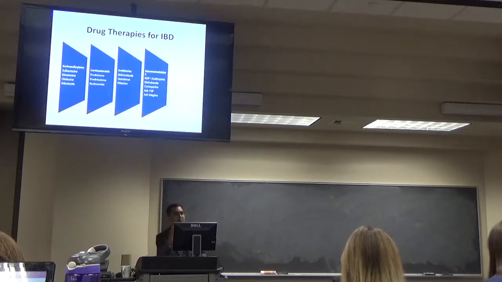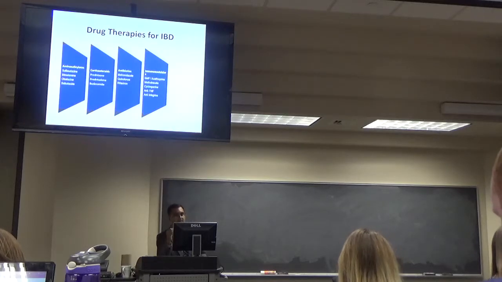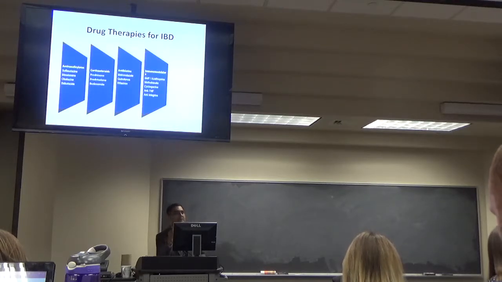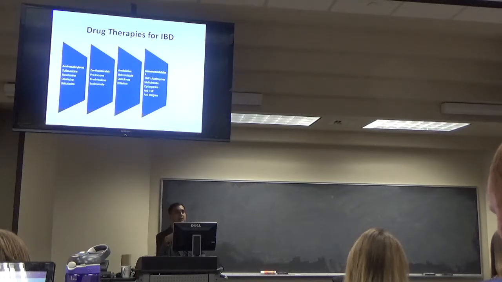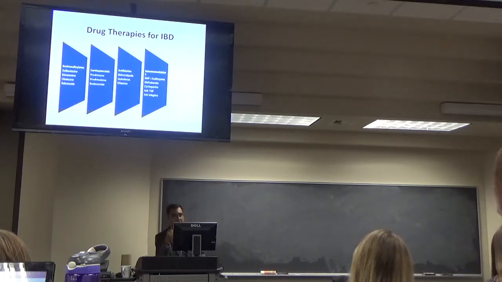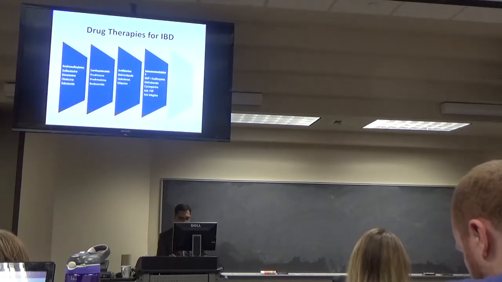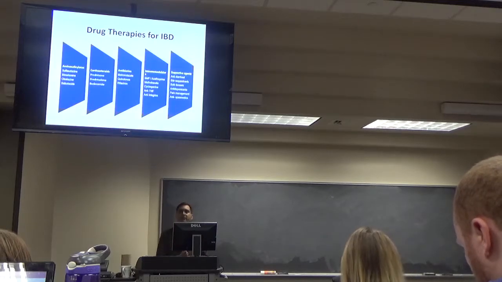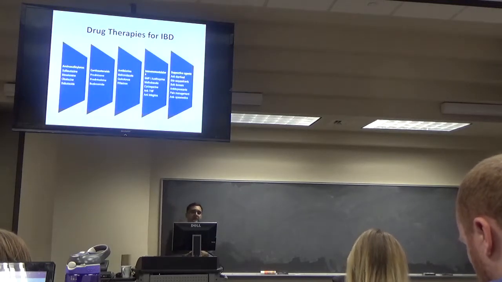The mainstay is immune modulators. 6-MP is azathioprine, methotrexate, anti-TNF drugs, such as infliximab, which is Remicade, adalimumab, which is Humira, certolizumab, which is Cimzia, and then anti-integrin therapy, such as vedolizumab, which is Entyvio. And then you have to give them supportive therapy. If they're having diarrhea, you give them antidiarrheals.